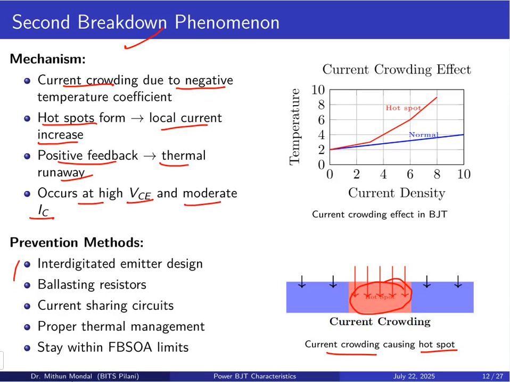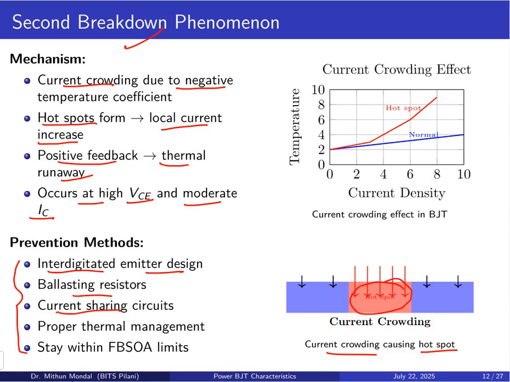Some prevention methods are given where you can avoid this secondary breakdown phenomenon. For example, you can have an interdigitated emitter region. There are also ballast resistors which you can use.